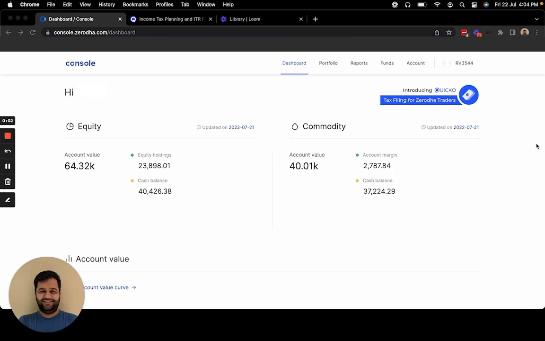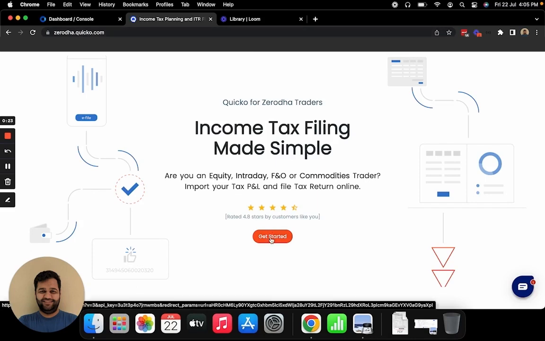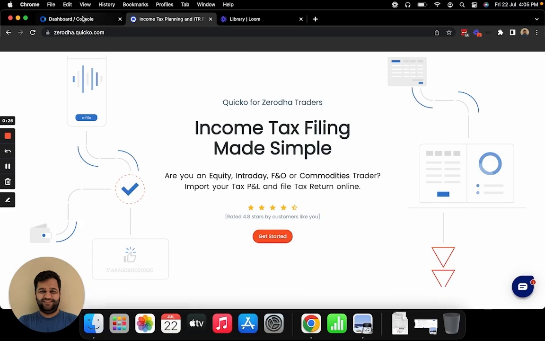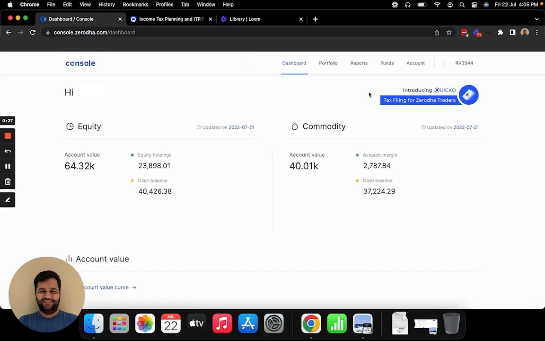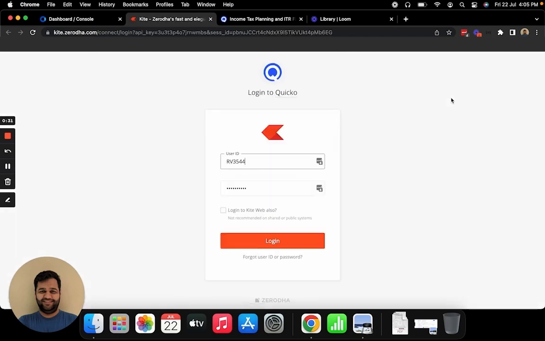In this third part, we're going to learn how to file your income tax return using Quicko. So you can start in two simple ways. If you are an existing Zerodha customer, you can log into Console and you will see a call to action to start your income tax filing journey. Alternatively, you can also go to zerodha.quicko.com and get started by clicking on this call to action here. Right. For this video, I'm going to start from Console. So let me go and click on get started.